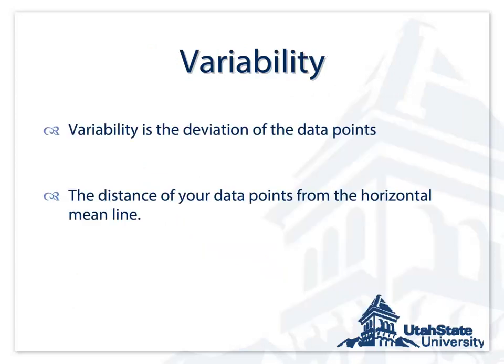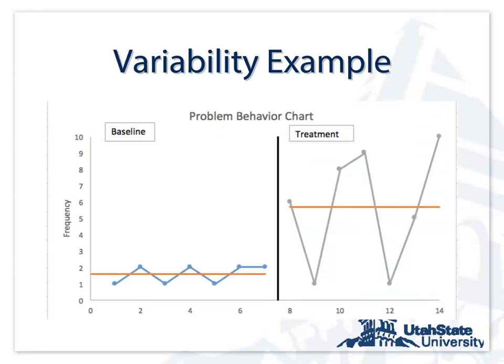The variability is the deviation of your data points from the mean, or the distance of your data points from that horizontal mean line. There are two examples of variability here. If there is a lot of deviation, we would say that the data is highly variable. If there is not very much deviation, we would say that the data has low variability. The data path on the left has low variability, and the data path on the right is highly variable.